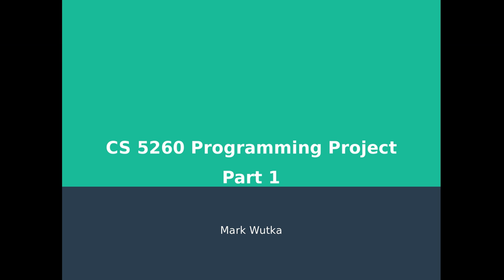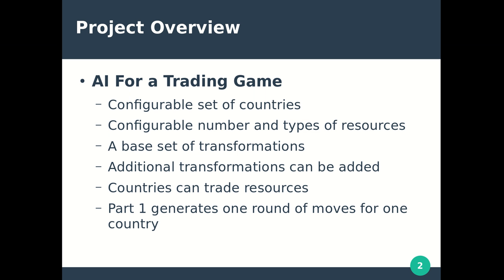So this is my project, part one of my project for CS5260, which was AI for a trading game, where you can have a configurable set of countries, a configurable number and type of resources. There's a base set of transformations which you can add additional transformations to.